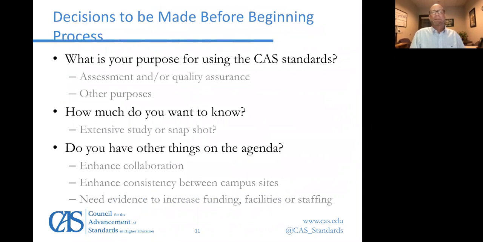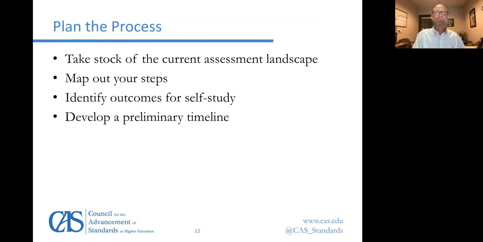So here are some decisions to be made beforehand. What is the purpose? Are you looking at quality assurance? Are you looking just to figure out what some of the strengths and weaknesses are? Do you need to defend the resources that you have? Do you need to defend a program? How much do you want to know? Do you want to do an extensive study or just a snapshot at the time? Is your goal to enhance collaboration, or enhance consistency between multiple sites? Maybe you need more funding, or maybe you need to defend the funding that you have. And so you go through the program review process. So think about what your goal is and what your end result is for that process.